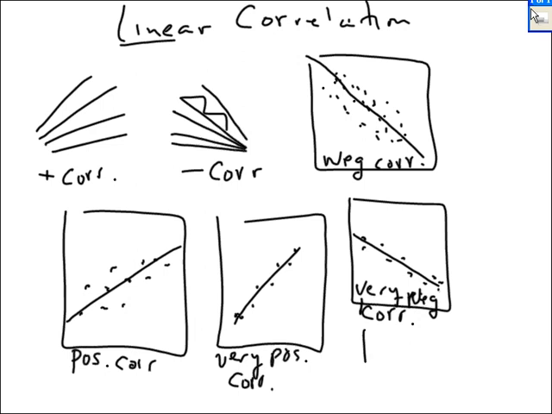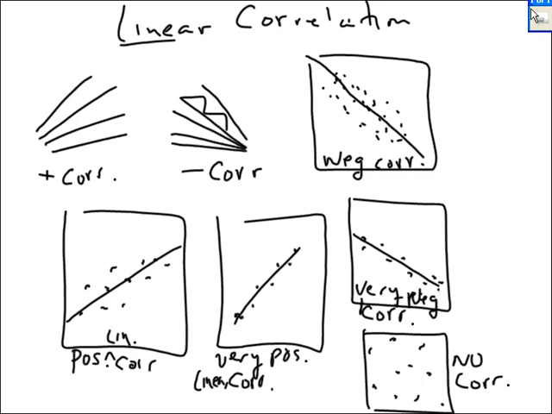On the other hand, the points might be all over the place, something like this. We say this has no correlation. And in every case, we are talking about linear. So very positive linear correlation. A very negative linear correlation. No linear correlation. In fact, in this last one, no correlation.